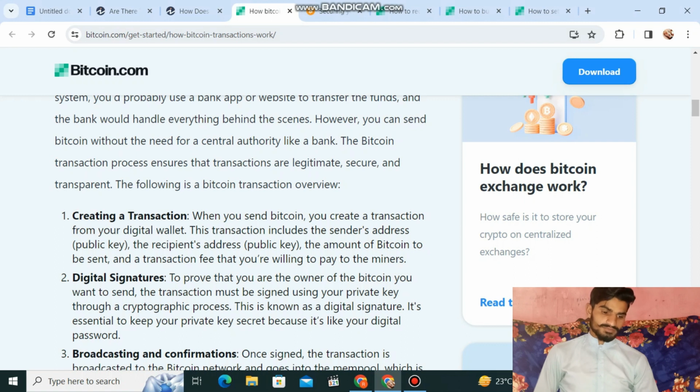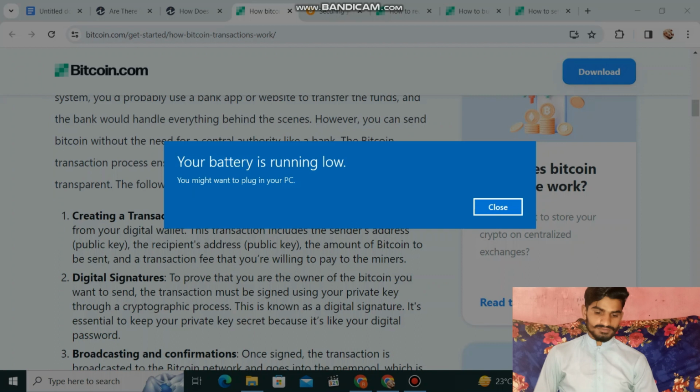Digital signatures. To prove that you are the owner of the Bitcoin you want to send, the transaction must be signed using the private key through a cryptographic process. This is a digital signature. It's essential to keep a private key secret because it's like your digital password.